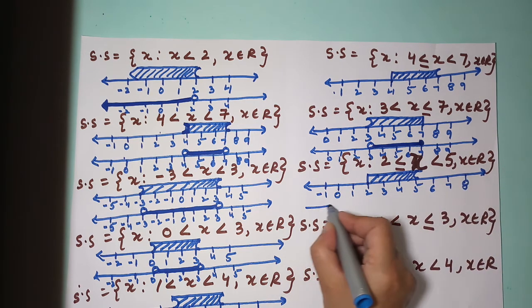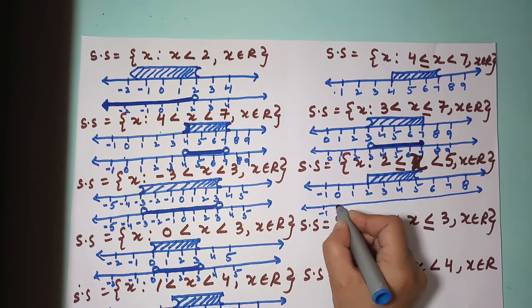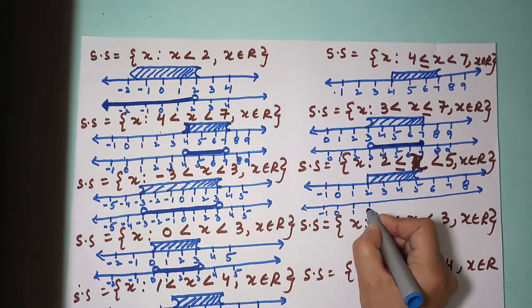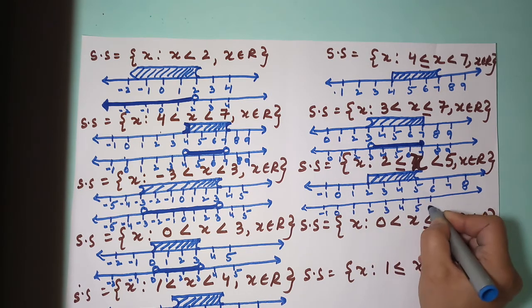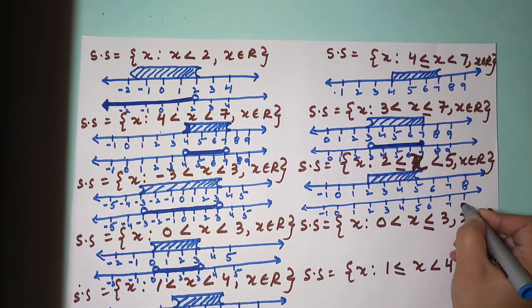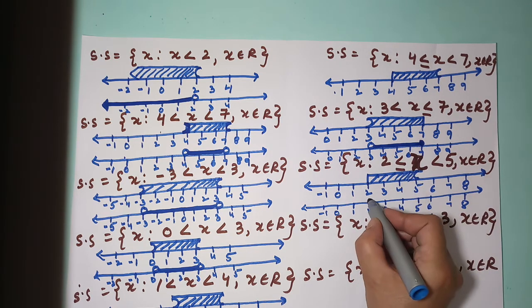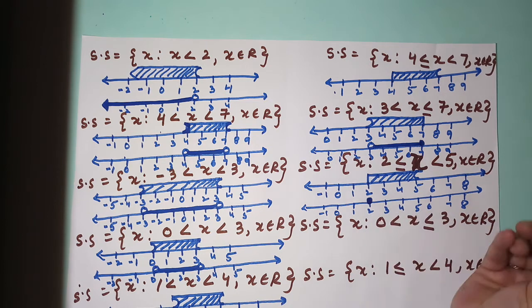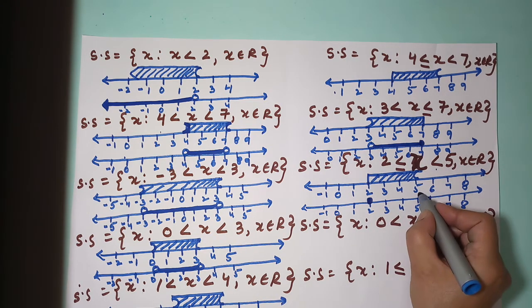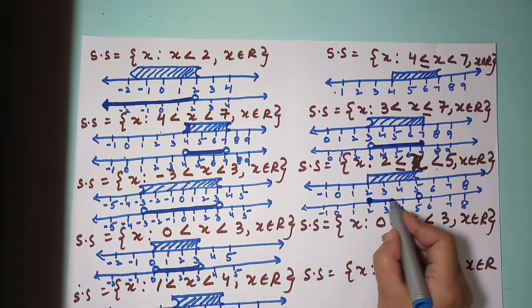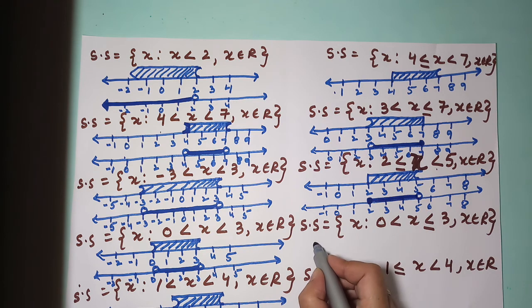So what will be the other way of representing this? -1, 0, 1, 2, 3, 4, 5, 6, 7, 8. Go to 2, equality sign here, so place a dark circle over here. Go to 5, equality sign is not there, so place a simple circle over here and then darken this portion between the two. Fine.